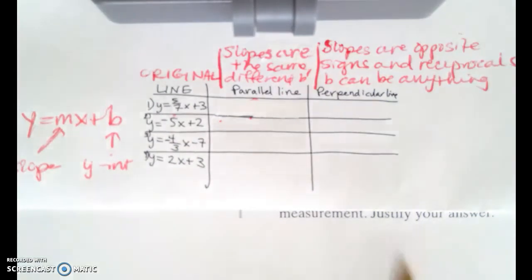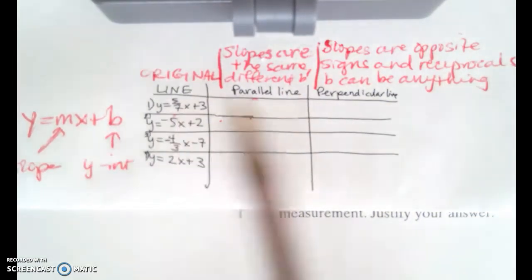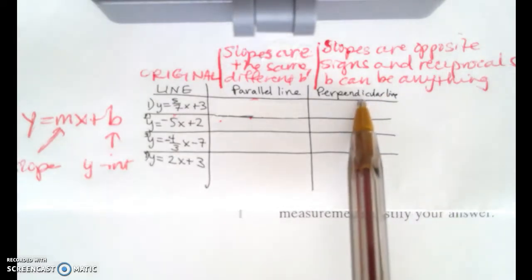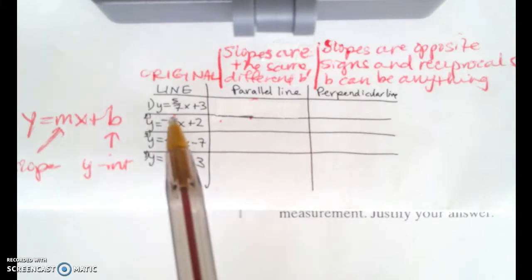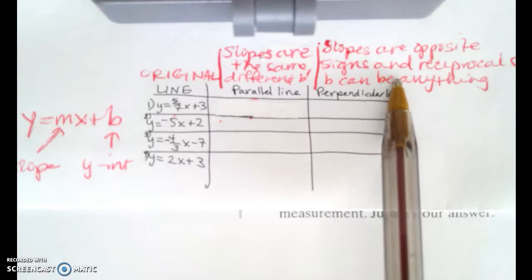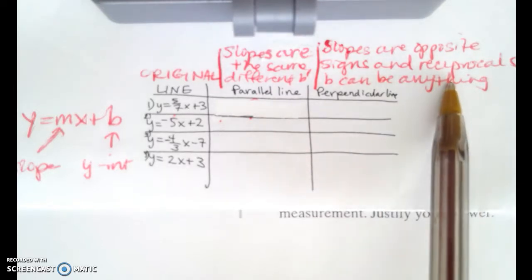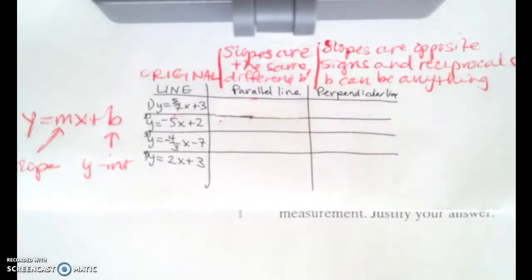All right. So that being said, we needed to write an equation of a line parallel to the original, and then we needed to write an equation of a line perpendicular to the original. Okay? So for perpendicular, slopes are opposite signs and reciprocals. And b, the y-intercept, can be anything. Okay? So let's start with the parallel lines.